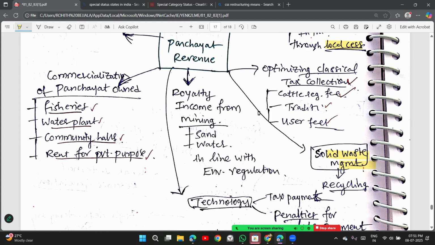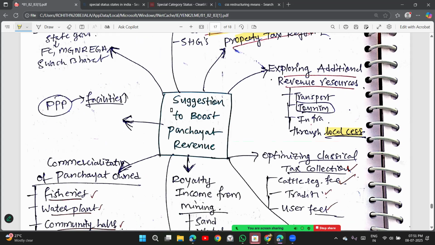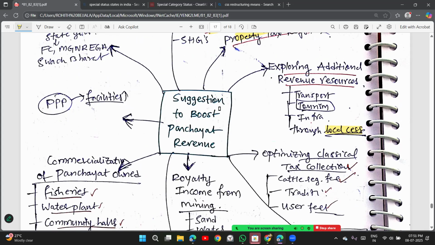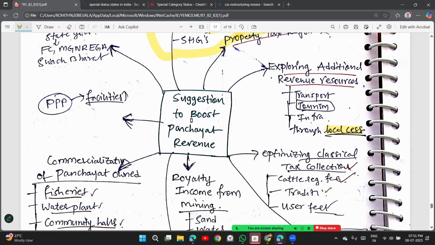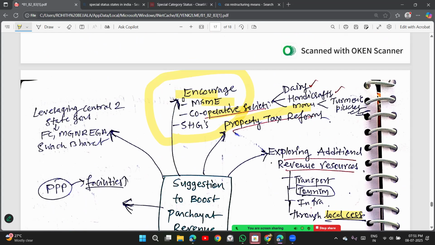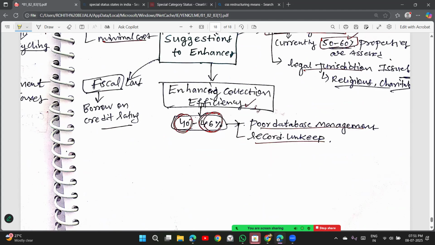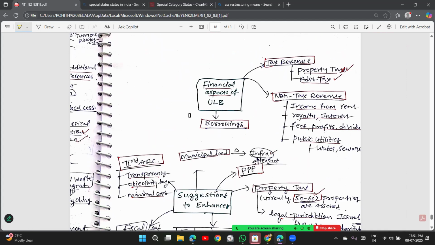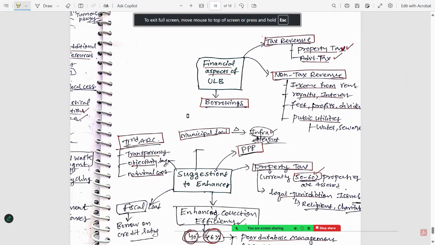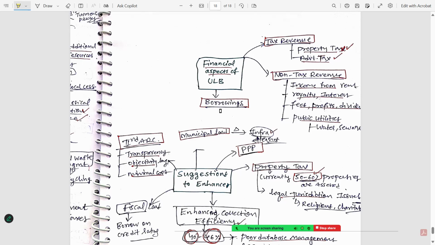The resources can be generated for panchayats through commercialization of panchayat-owned fisheries, water plants, or community halls. In that way, based on the resource availability of the village, we can boost panchayat revenue. The main thing is encouraging MSMEs, cooperative societies, and farmers, because many villages in India have become self-sustainable because of these activities. This is the main point here. So this is the final page for today. We have covered three subtopics today in resource mobilization.